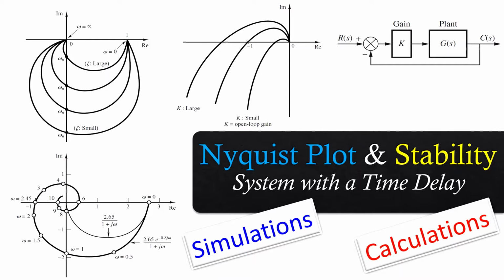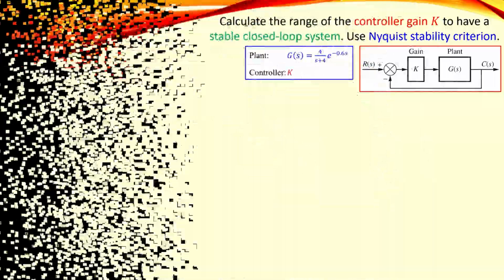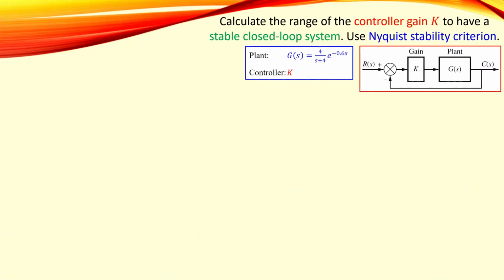So let's look at the exercise, and this is our example number 1. Okay, now we have the following situation. We have the plant here, which is given by G of s, which is in cascade with a gain, which is now a proportional controller. Now the transfer function of the plant is shown here.